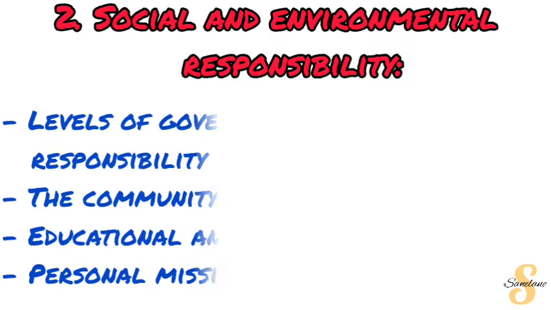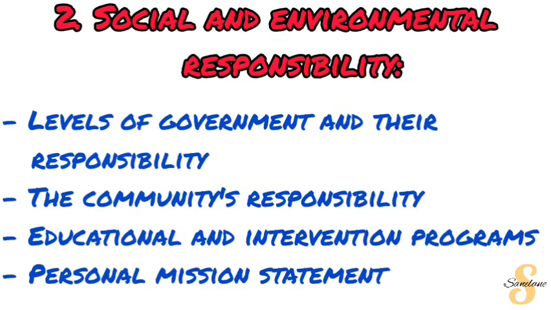The second topic in the scope is social and environmental responsibility. This topic basically looks at the different stakeholders and their responsibility towards taking care of our environment. So we start by looking at the different levels of government and their responsibility towards the environment. What are those different levels of government doing to take care of the environment? Then we get to the community. What is the community's responsibility towards taking care of the environment or towards protecting the environment?